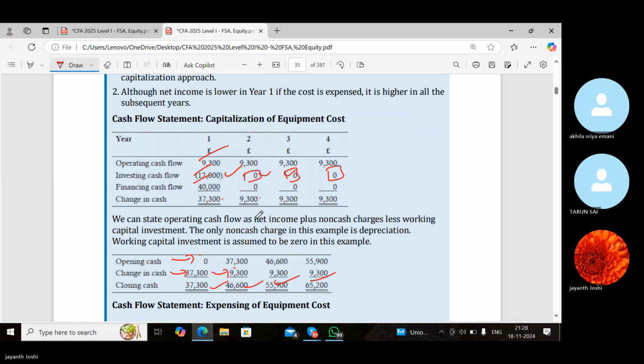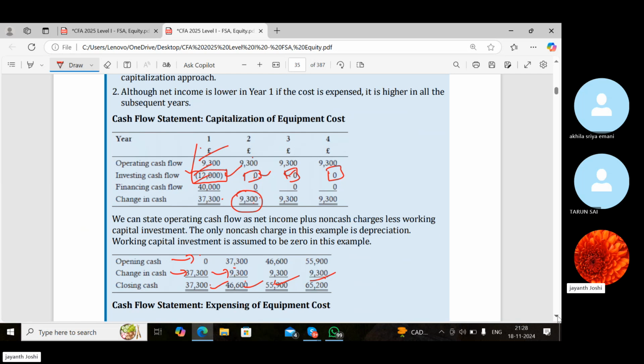Okay, so operating, investing and financing is the change in cash flow. So this cash flow is getting added up to the closing balance. So your asset is every year increasing, your cash is every year increasing, right? Because next years there is no cash outflow. See, the entire outflow is in the first year. Okay, because you're capitalizing, right? The money is going out.